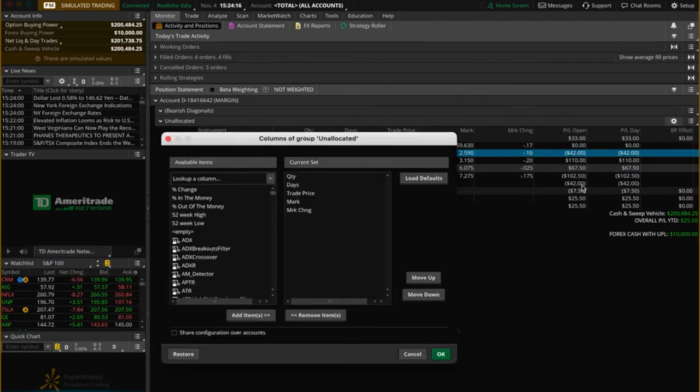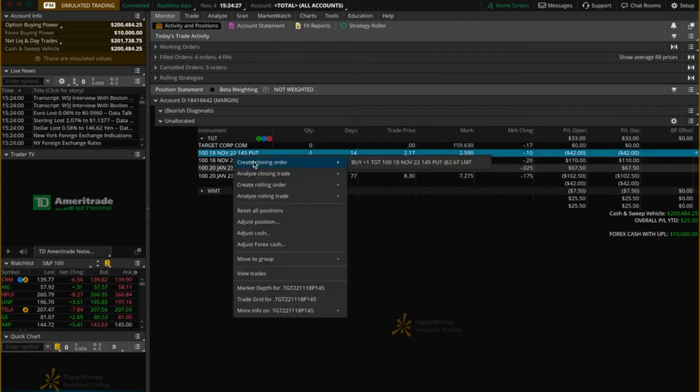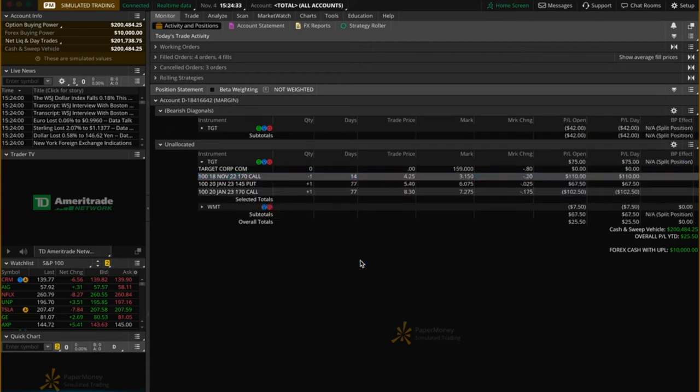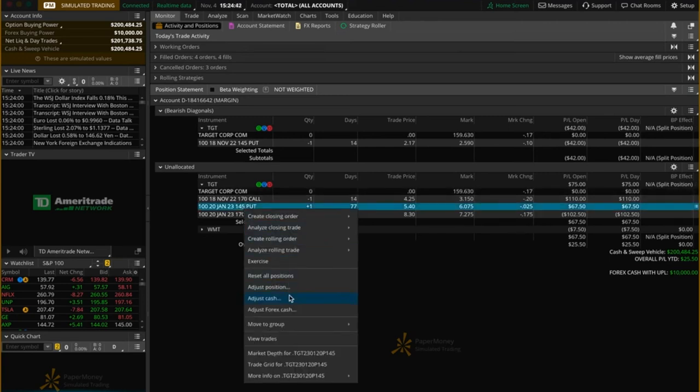See here, again, rename group. Okay, so basically what I'll do is I'll put this here. Move to group, there we go, bearish diagonals, what do you know. Okay, so there's the 145, yep, the 145. And then we'll move this one. Move to group bearish diagonals.